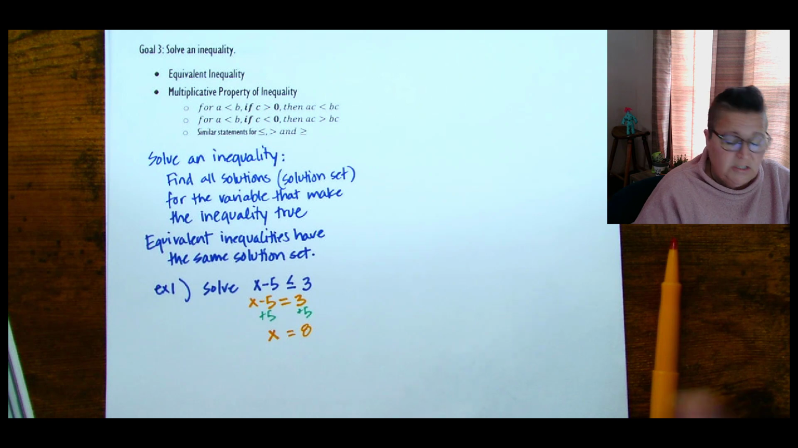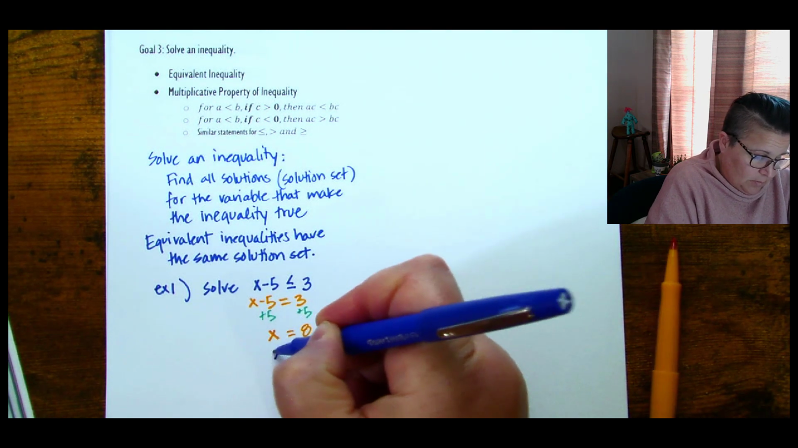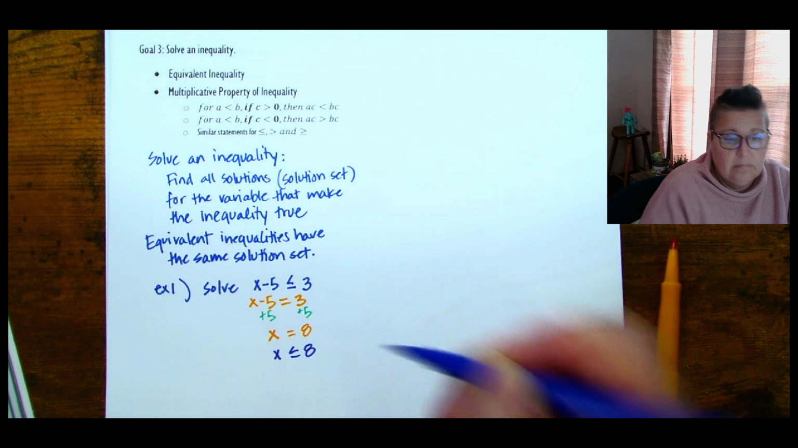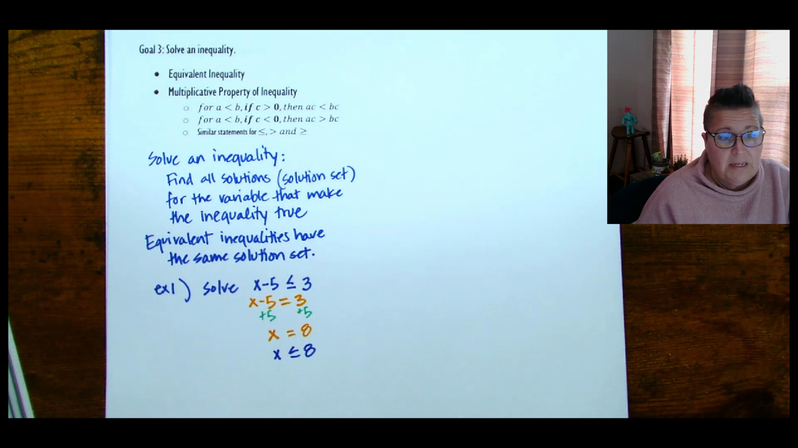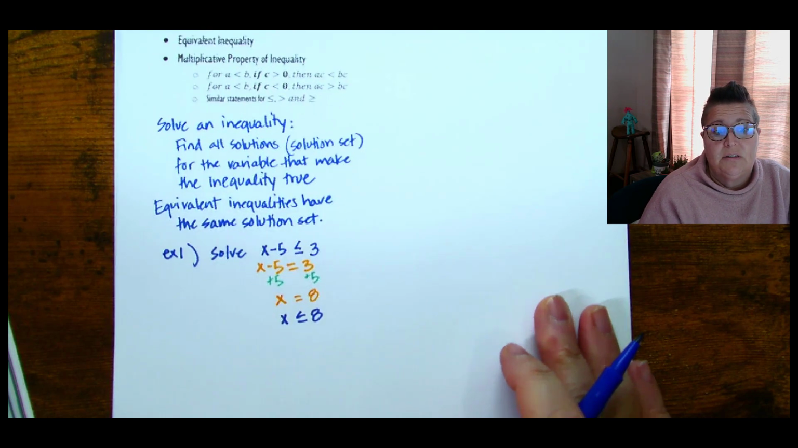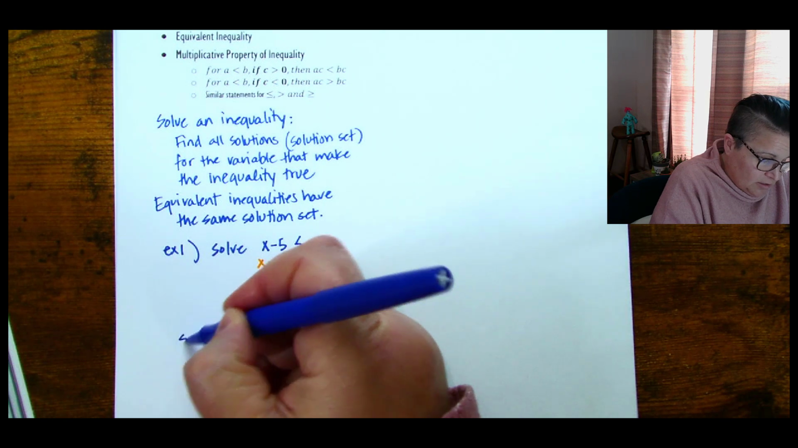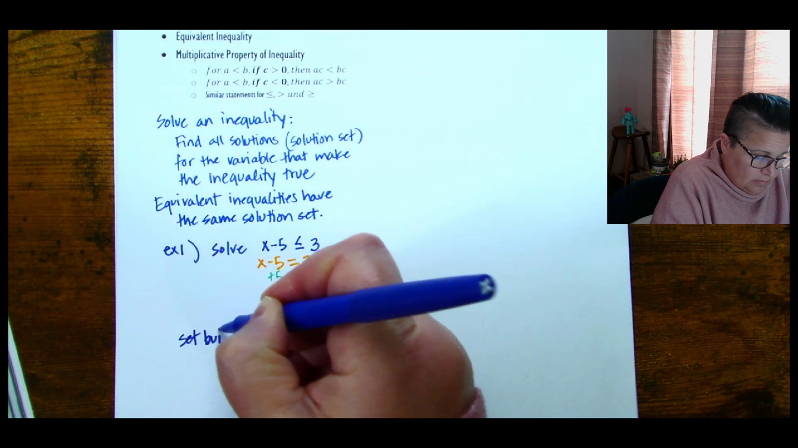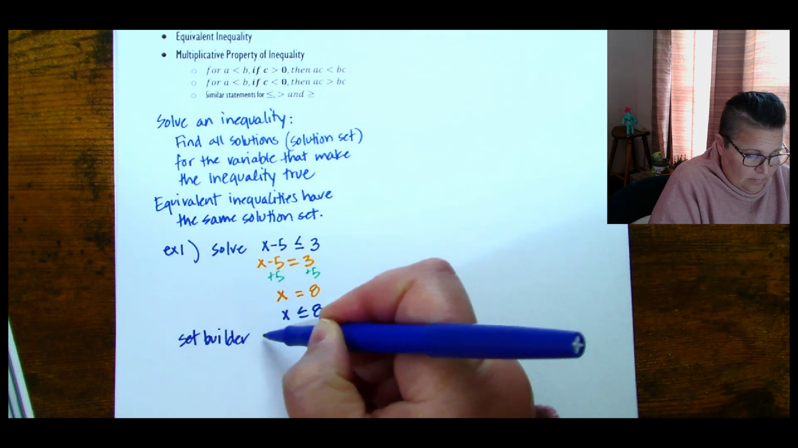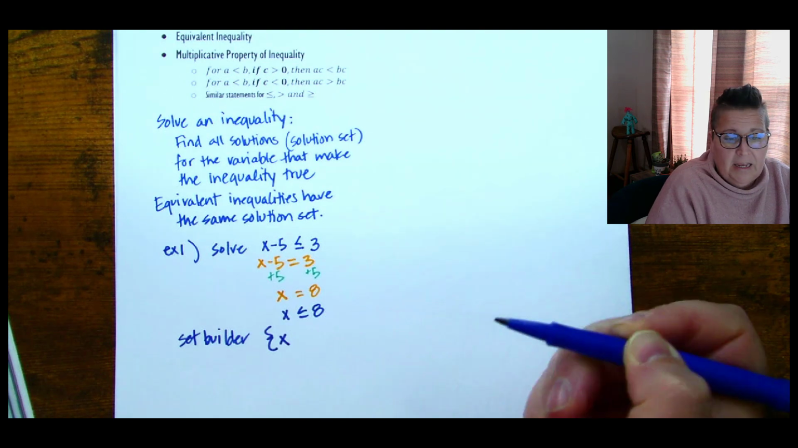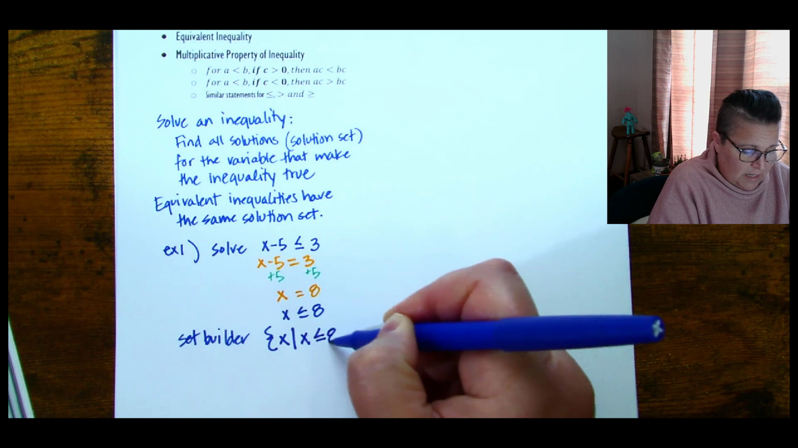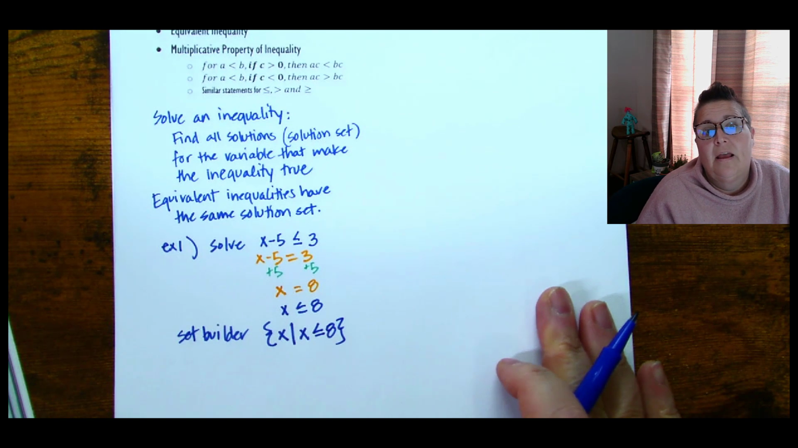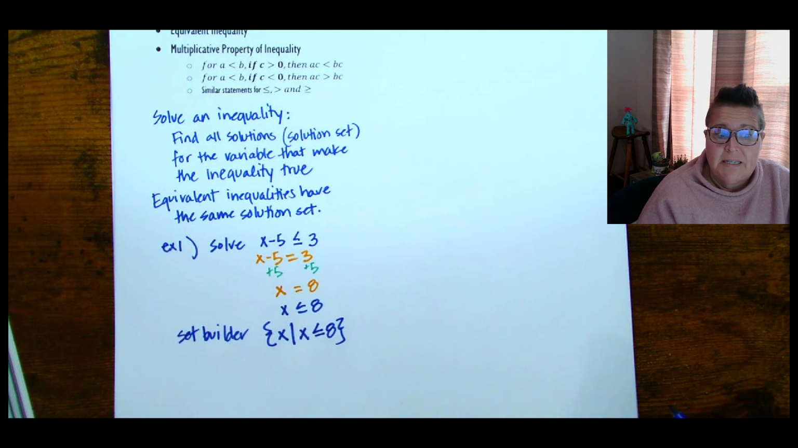And so now we just want to replace that inequality symbol. So our x values would be less than or equal to 8. There's 3 different ways to write this solution. The first is in our set builder notation. That would be the set containing x such that all of the x values are less than or equal to 8. And that's fine. That's what it looks like in set builder notation.